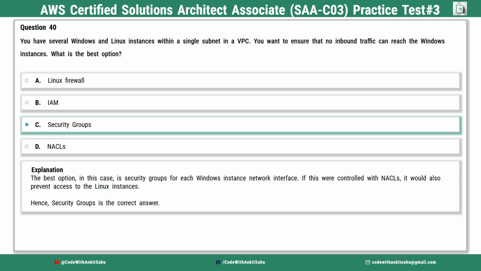Correct answer. Option C. Security groups. Explanation: the best option in this case is security groups for each Windows instance network interface. If this were controlled with NACLs, it would also prevent access to the Linux instances. Hence, security groups is the correct answer.